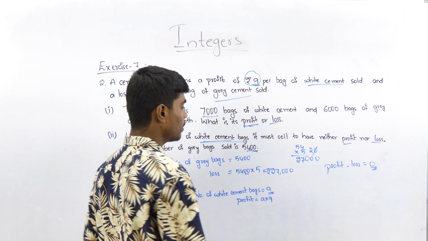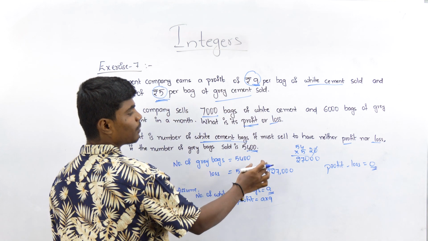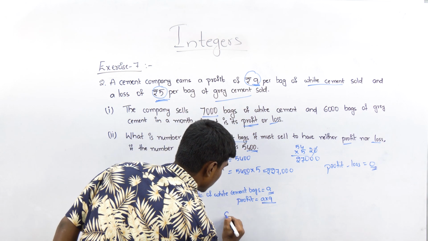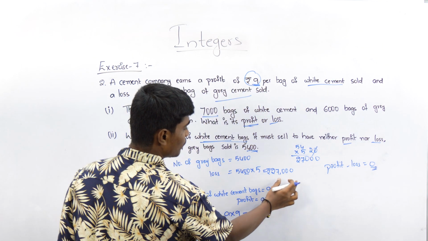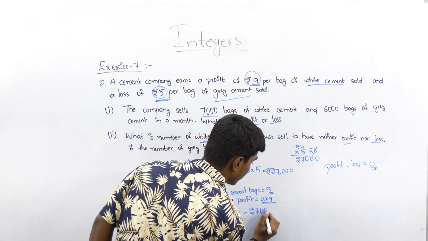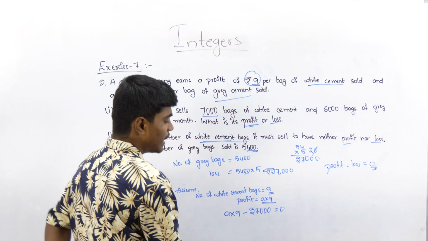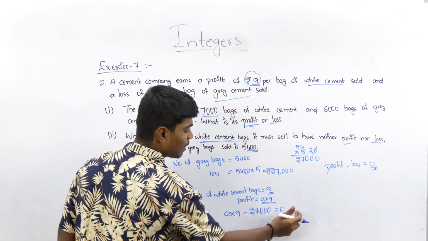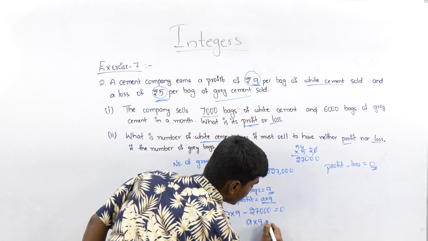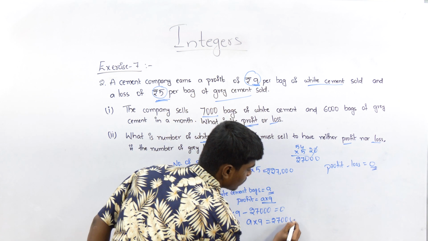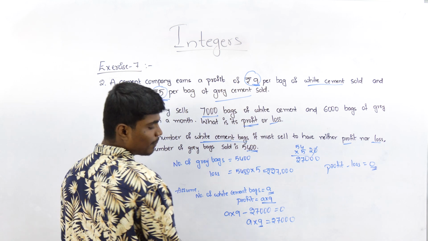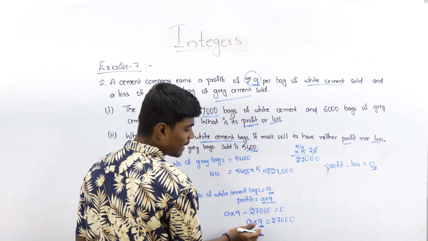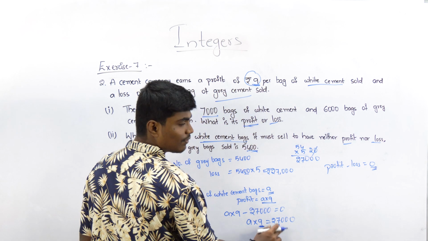Now how are we going to check whether it is profit or loss? We have to subtract loss from profit. So profit is A into 9 minus 27,000 is equal to 0. If we send 27,000 to this side, here it is negative, so this side it will be positive. So A into 9 is equal to 27,000. Here 9 is multiplying. As we know, division is inverse to multiplication, so if we send 9 this side, it will divide.